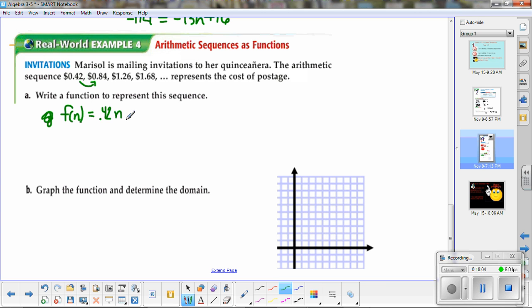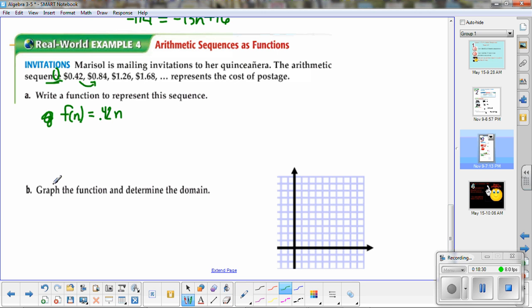So 42 cents times n, plus we want to go back to what would be in front of the first term. What would come before this would be 0, so it's just plus 0. And since it's plus 0, we don't even need to write that down. So f of n equals 42 cents times n is our function. Now graph the function and determine the domain.